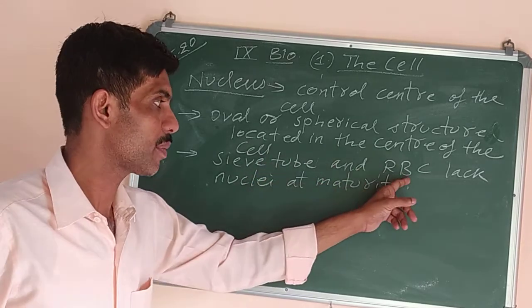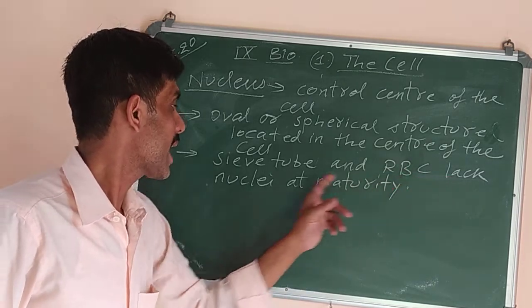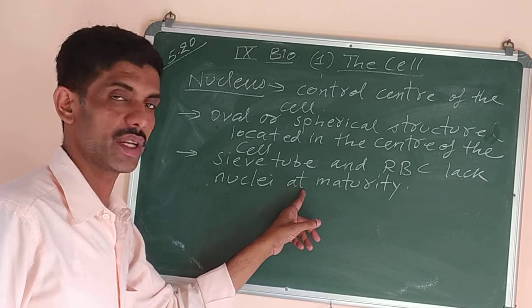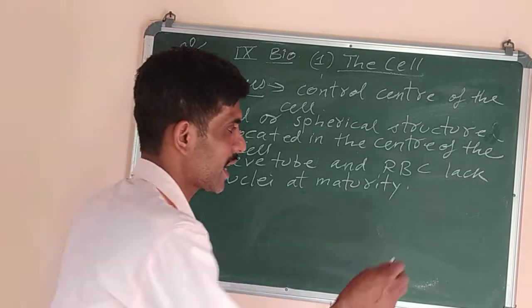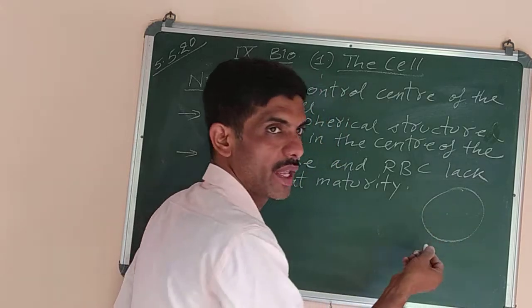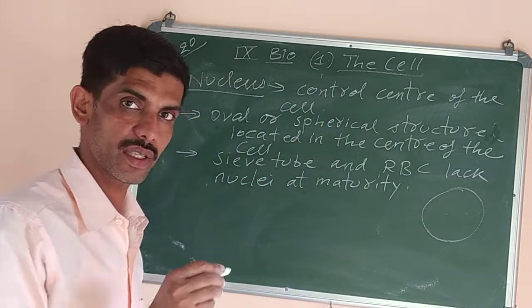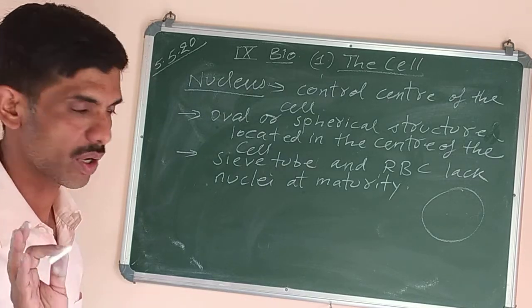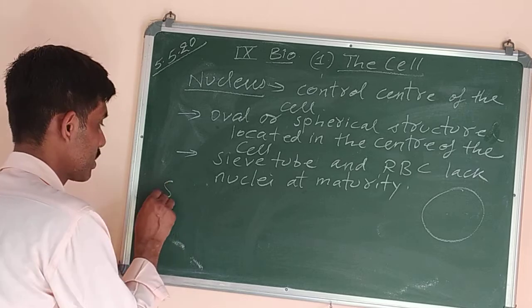Sieve tube and RBC, the one which gives red color to the blood, lack nucleus at maturity. Means when they are matured, they have no nucleus inside the cell. Like in RBC, nucleus is not present. But when they are formed in that early stage, they have the nucleus present. Okay. So now next we have to study the structure of nucleus. Let's do it fast.